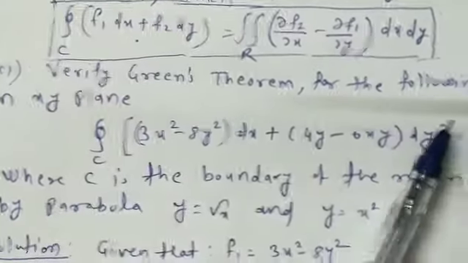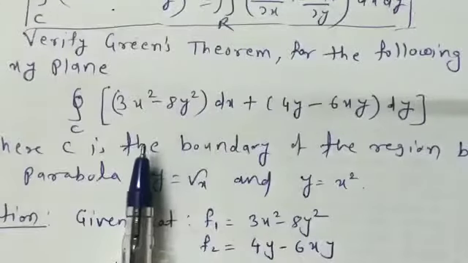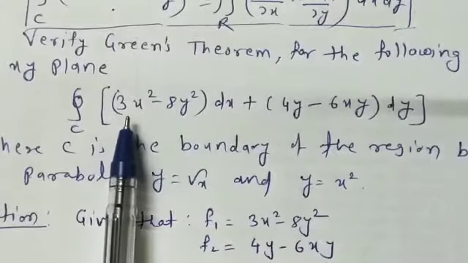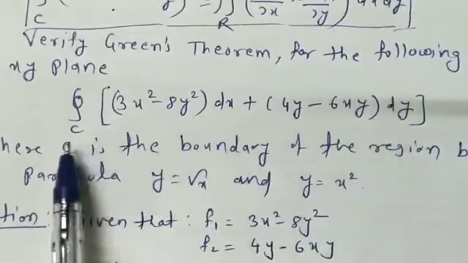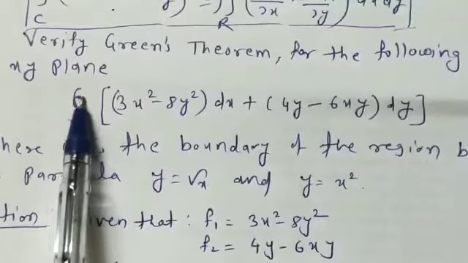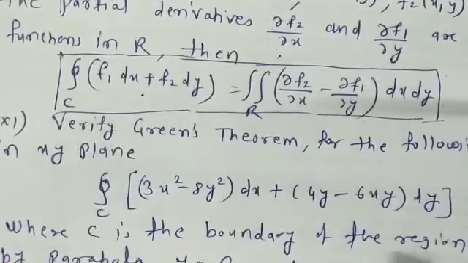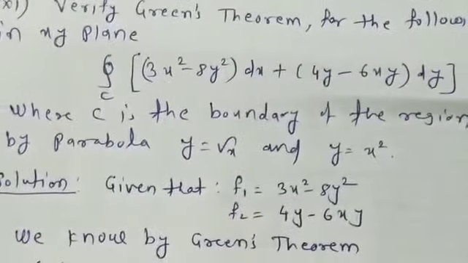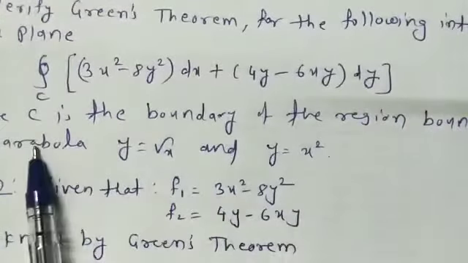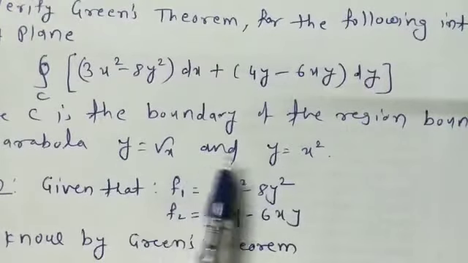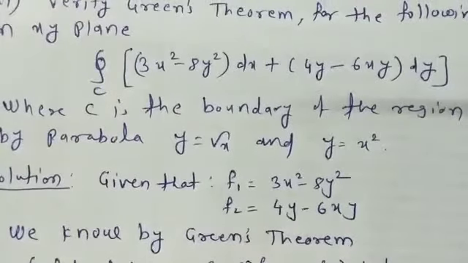Verify Green's theorem for the following integral in xy plane. So see students, the integral given is (3x² − 8y²) dx plus (4y − 6xy) dy over the curve C. And what is this symbol, students, which you have seen here also? It means that it is a closed curve. Whatever curve is here, it is a closed curve. So that is the symbol for closed curve. Where C is the boundary of the region bounded by parabolas y = √x and y = x². So this is the given problem. You need to verify Green's theorem for this.